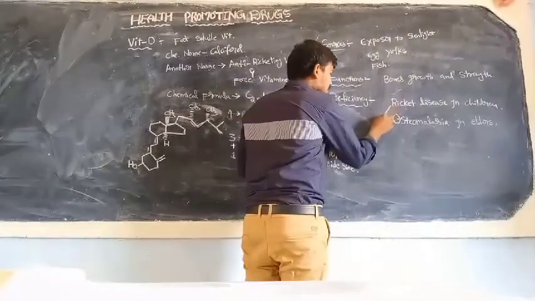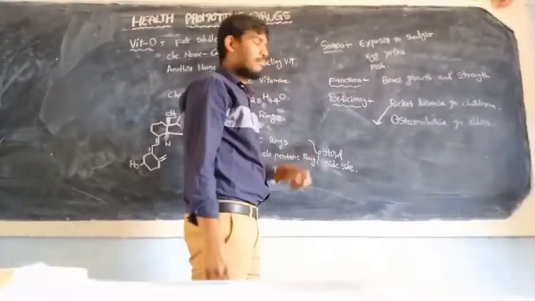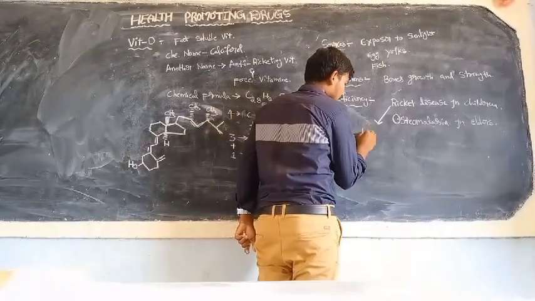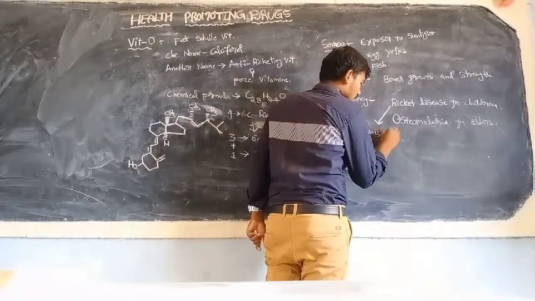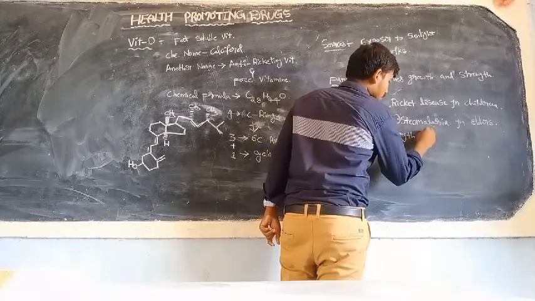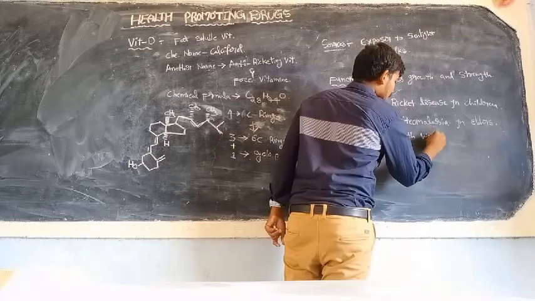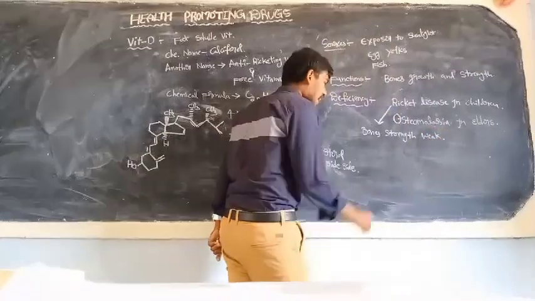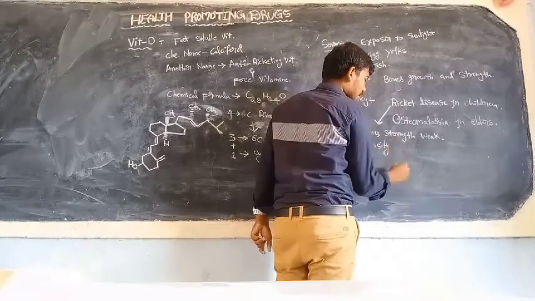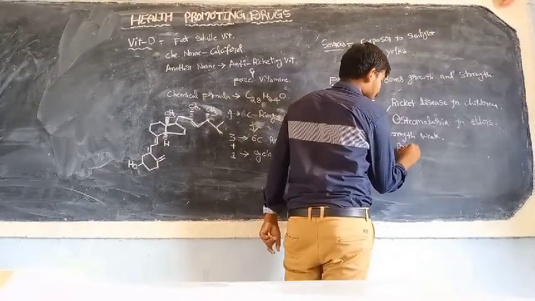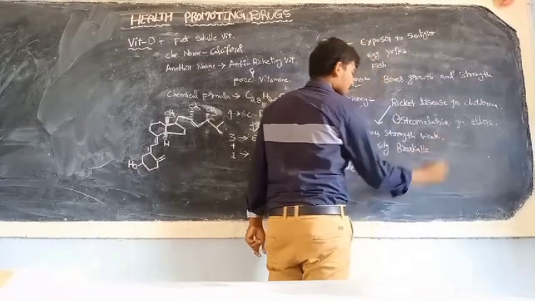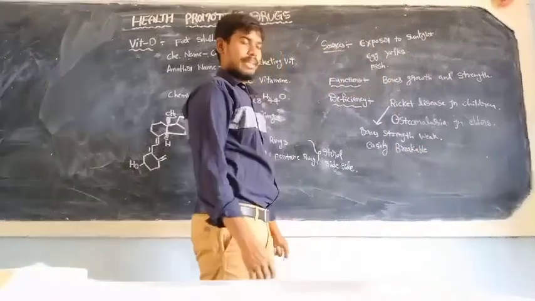In rickets disease, the bone strength is weak and the bones are easily breakable.